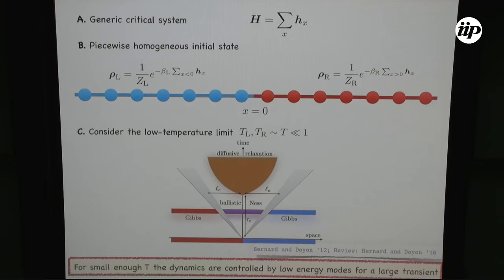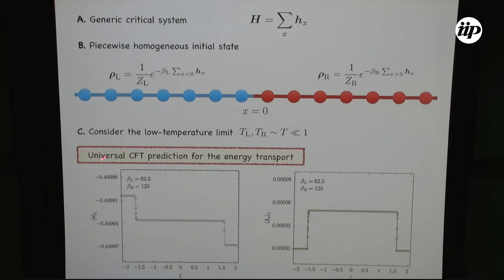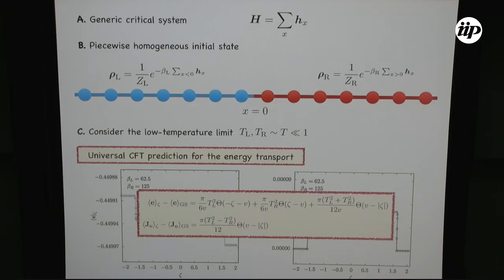This is a picture I took from the review of Benjamin Doyon and Denise Bernard. So at some point here, of course, the description will break down, but there will be some large time window, some transient, for which I can just describe my system using a conformal field theory, so using only low energy modes. In particular, there are some CFT predictions for the transport of energy, which are basically three steps. The charges are of some value out of the light cone on the right, then they have a different value in the light cone, which is constant, and then a different value again out of the light cone on the left. This is the energy current, and this is the energy density. The expressions look like that. Okay? So you see the value of the charge is totally universal. It doesn't even depend on the velocity of the current.